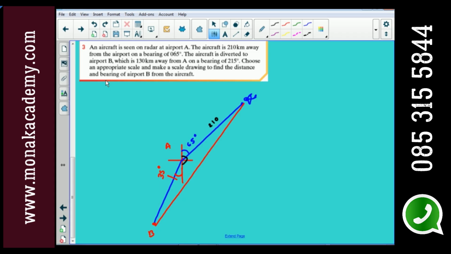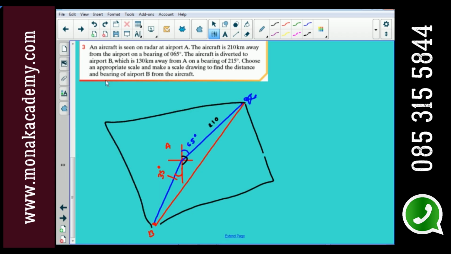But according to what they want, it is the distance between the aircraft and B. So that's the correct line, right? Because if we try to go like this, or like that, we can go anywhere. If we just start deciding whichever way you want to go, then the possibilities are endless, because anywhere will reach.